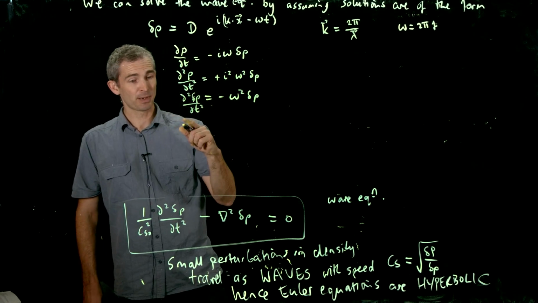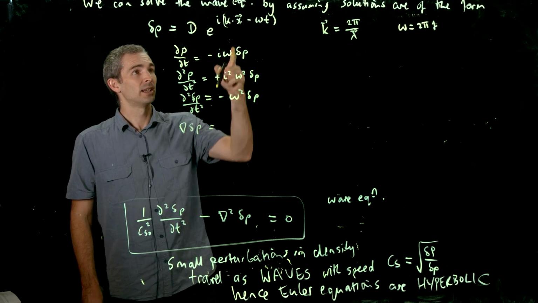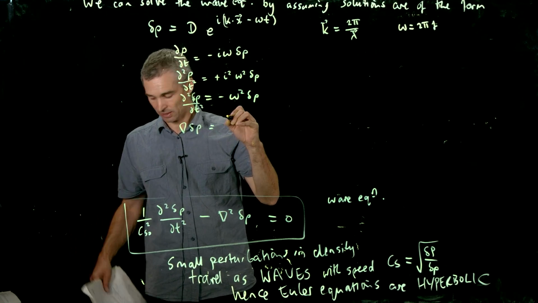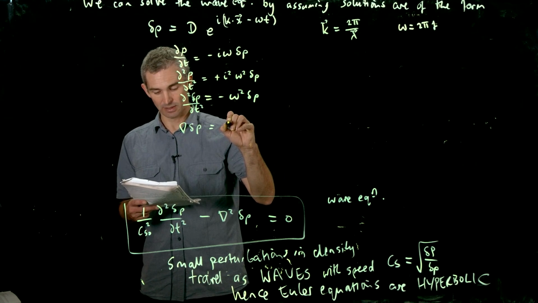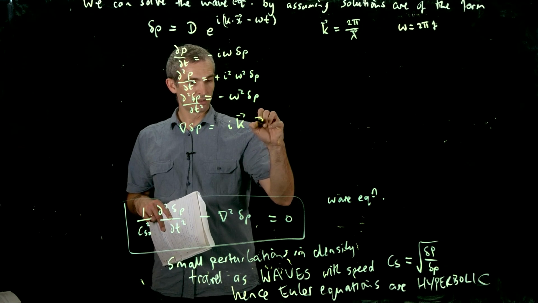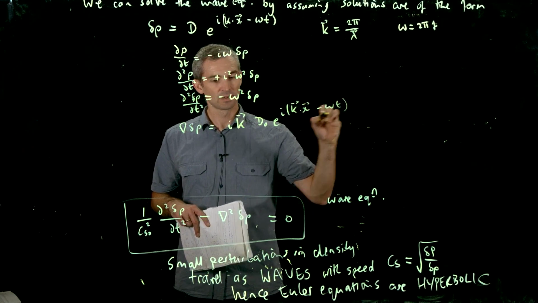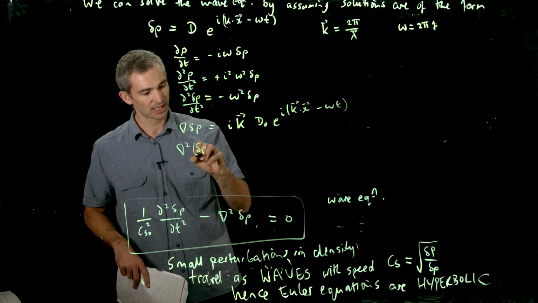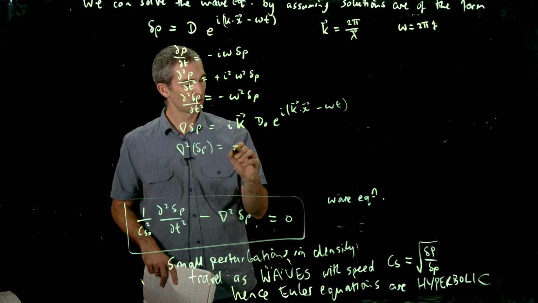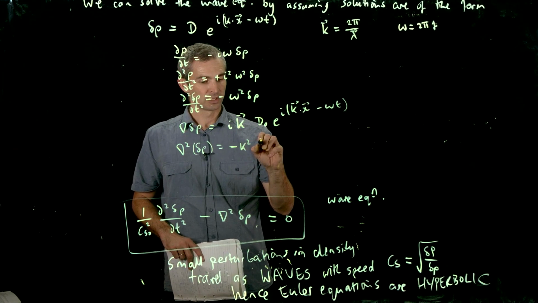All right, so the same with the space part. The grad of delta rho simply gives us i k, so it's going to give us i k d e to the i k dot x minus omega t. And then if I take del squared, so I take another gradient of that, that's going to give me an i squared k squared, so minus k squared delta rho.